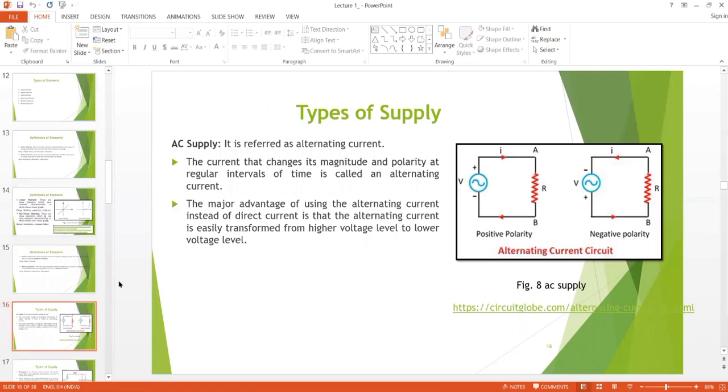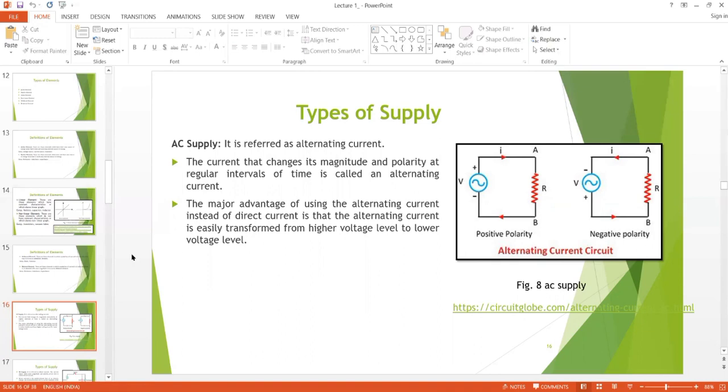We also discussed the type of supply. We have an AC supply and a DC supply. You can see what I wanted to convey: in the positive case, the current is flowing from high potential to lower potential, whereas in negative polarity, the direction is opposite. So naturally, the current direction is opposite. Over here, clockwise and anti-clockwise is very, very important.